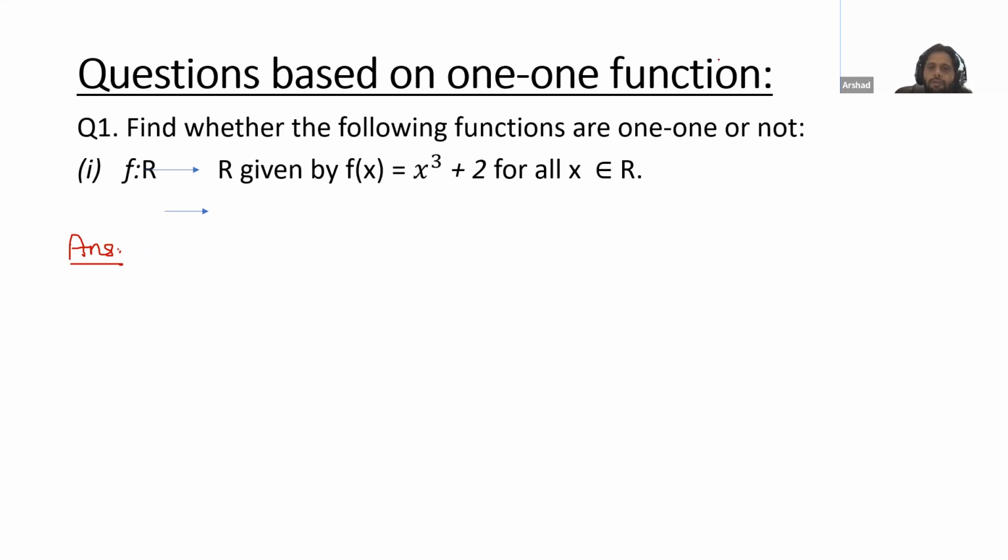So please check here. We first need to check whether the function is 1-1 or not. If you already know that the function is not 1-1, then you can just give a simple example. But if you need to prove that this is a 1-1 function, then you need to use the standard method. For example, here in the first one, please check this step.